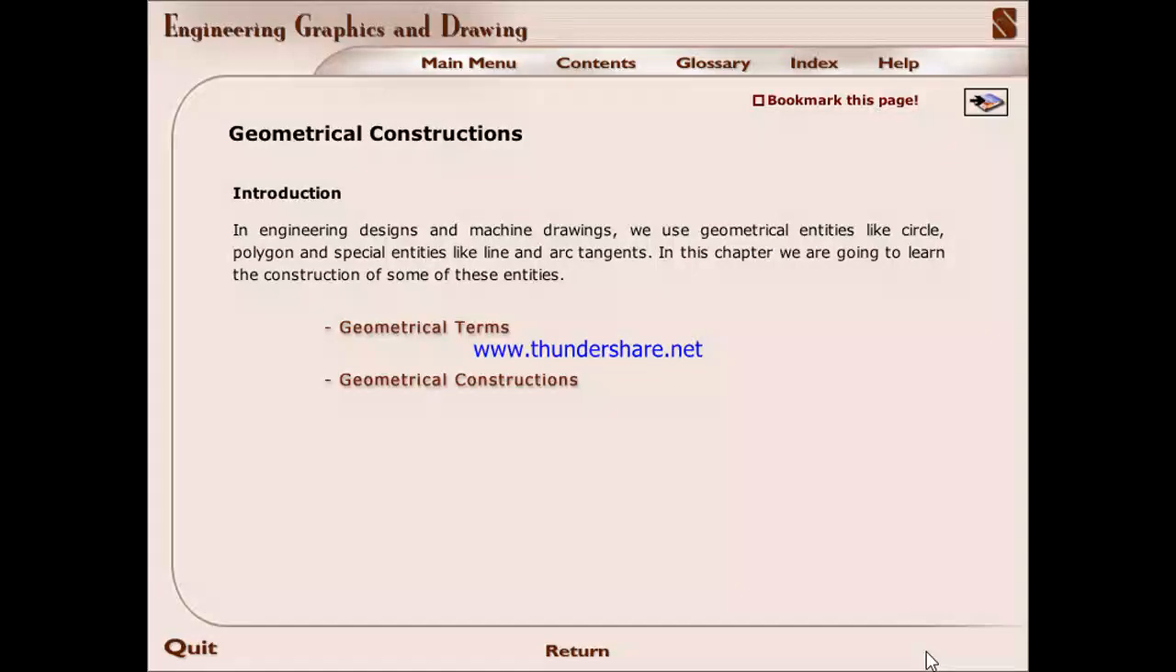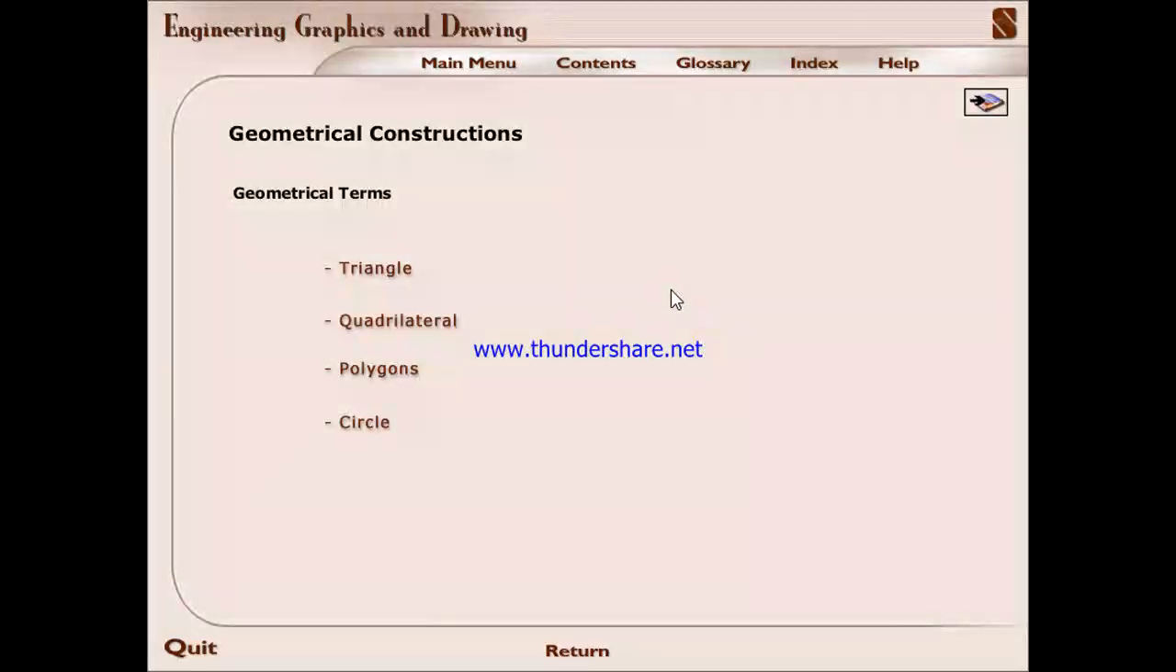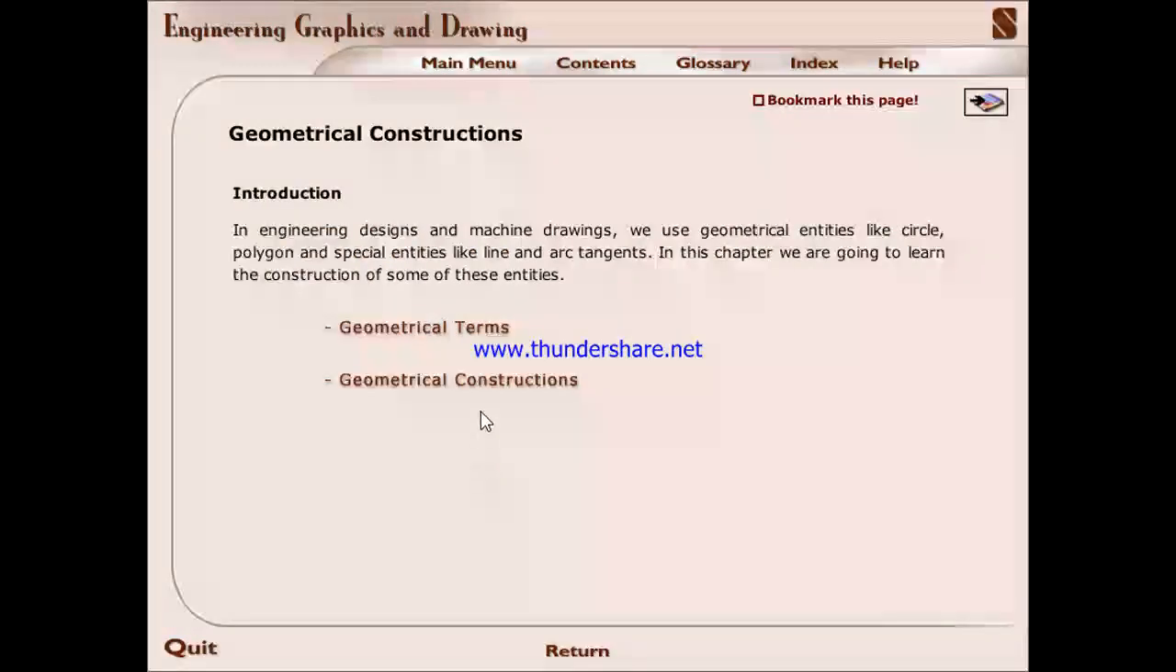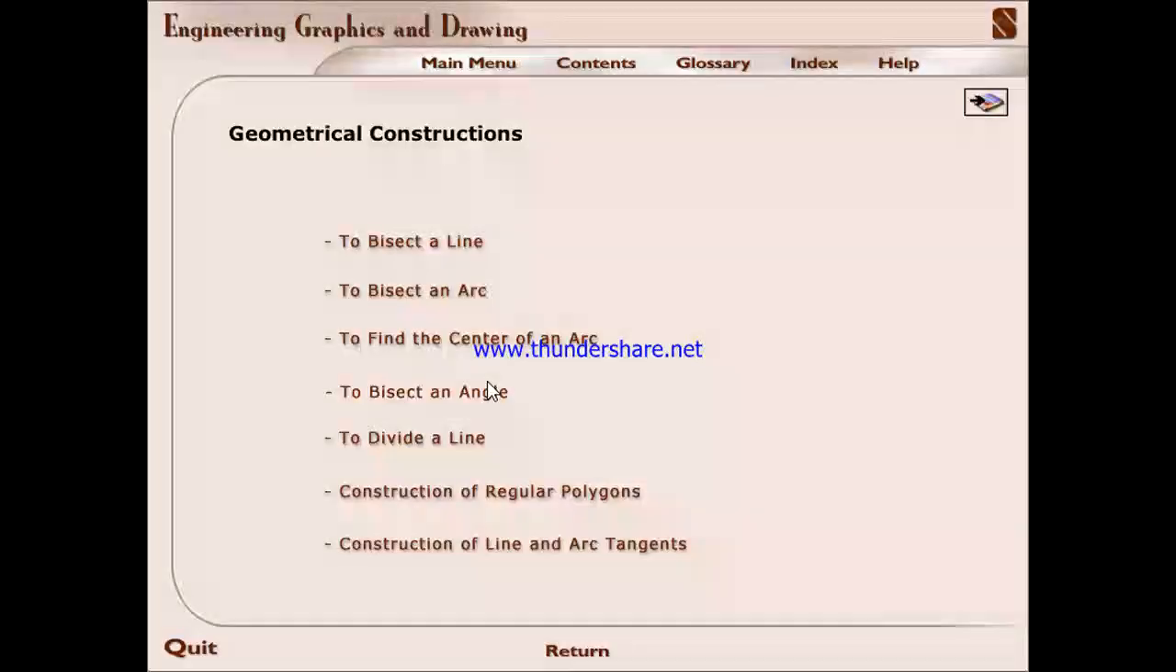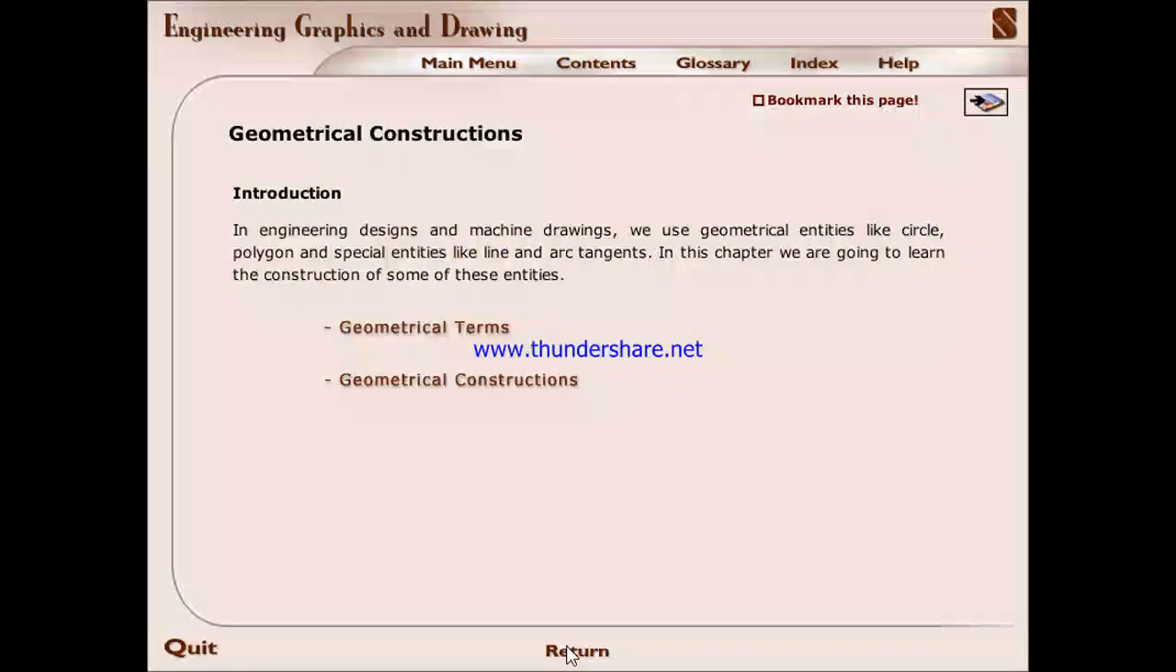Geometrical terms and geometrical constructions. In geometrical terms, we are going to learn triangle, quadrilateral, polygons, circle. In geometrical constructions, we are going to learn to bisect a line, to bisect an arc, to find the center of an arc, to bisect an angle, to divide a line, construction of regular polygons, and construction of line and arc tangents. So now we will start with geometrical terms.